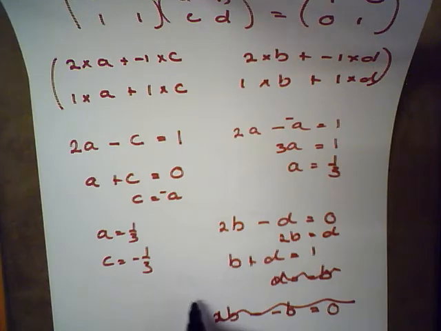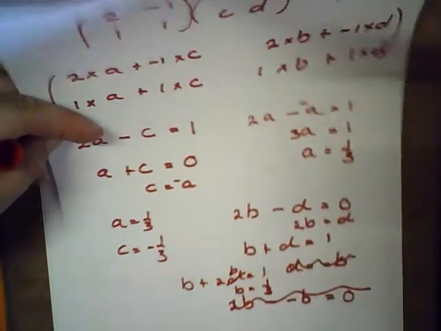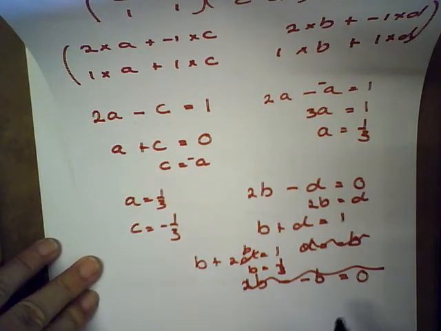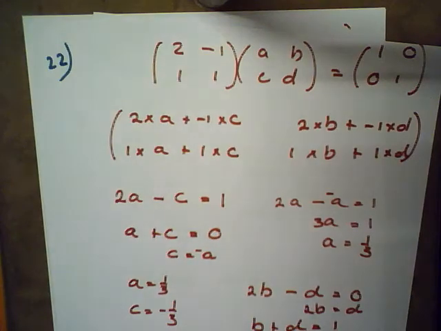So b plus 2d equals 1. So 2b equals 1. So b must be a third as well. Okay, and then if b is a third, I know that 2b would be equal to d. So d would be equal to 2/3. And I am running out of space there.